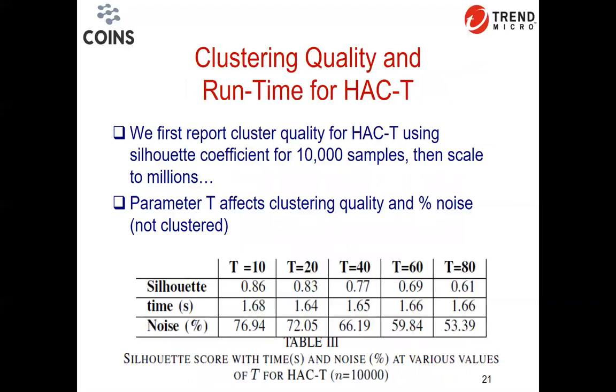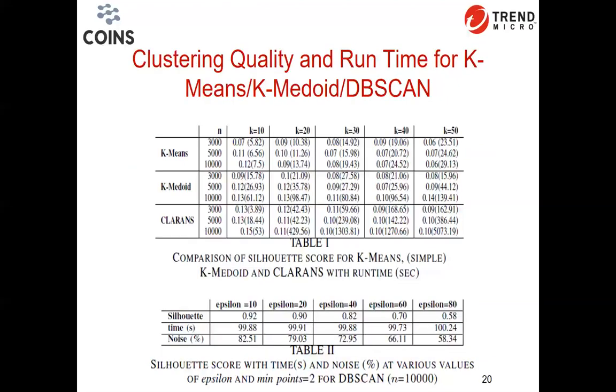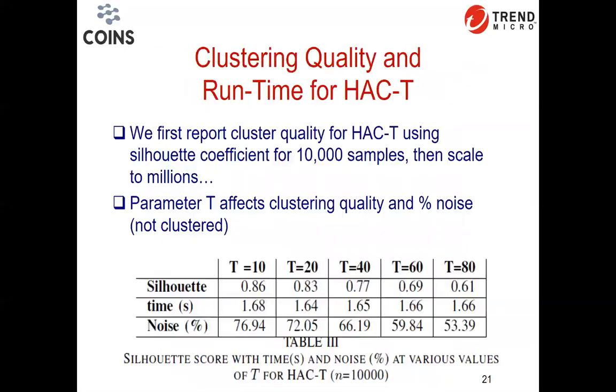So how does that compare with HAC-T? We restrict our sample to 10,000 for this comparison, so that we can use silhouette. If you compare that with DBSCAN, the silhouette is comparable, but it beats DBSCAN in terms of runtime a lot. DBSCAN is giving us close to 100 seconds, but here it's between 1 and 2 seconds. So HAC-T is much more scalable.